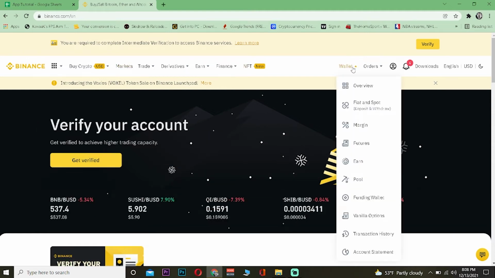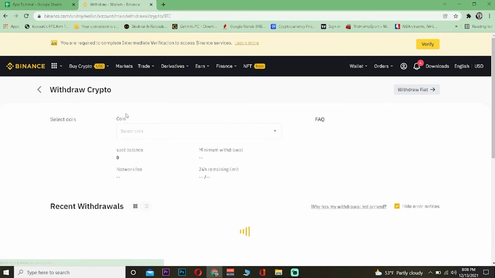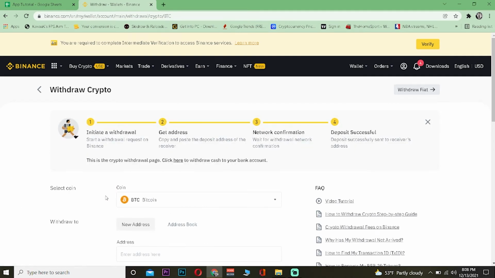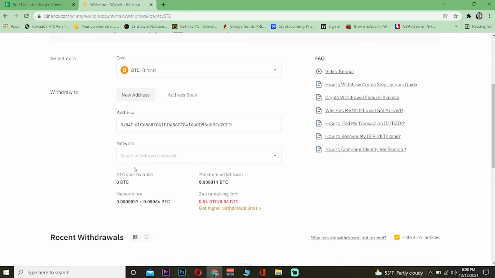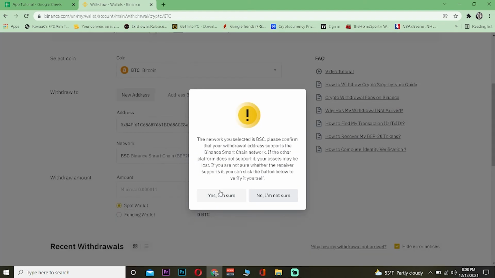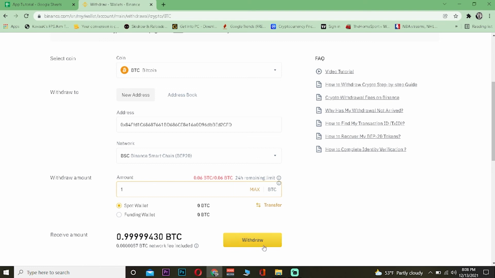After you do that, just go on wallet and go on overview. Once you go over here, you want to go to the withdraw section. Once you see withdraw, just click on withdraw over here, and it's going to be Bitcoin by default, but if you're not transferring Bitcoin, you can change it. Where it says address, paste the address of Bitcoin over here. After you paste the address, you can choose the network which you're using to transfer the Bitcoin, then enter the amount of Bitcoin you're transferring, and then click on withdraw.